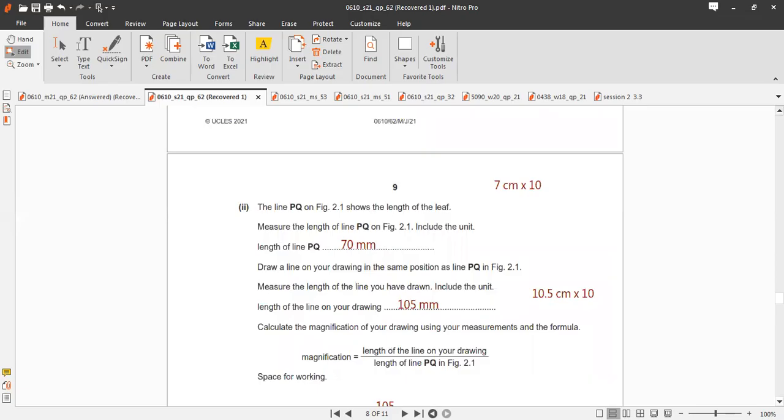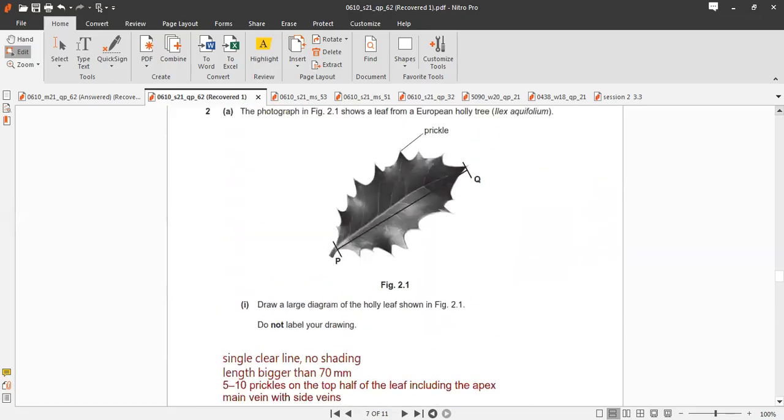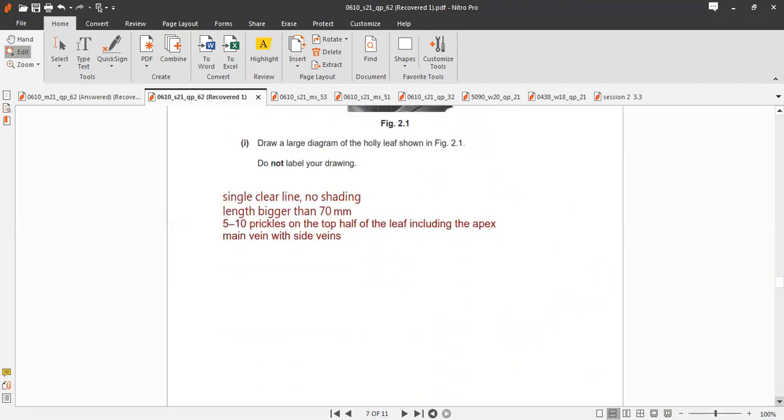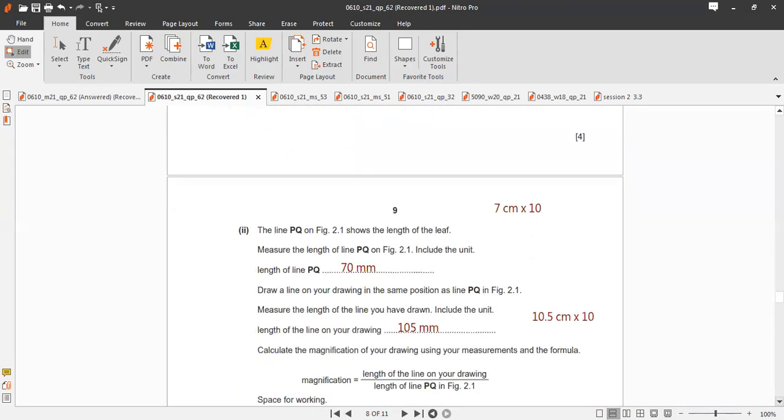The line PQ on figure 2.1 shows the length of the leaf. Measure the length of line PQ on figure 2.1, include the unit. The length of line PQ by ruler is 7 centimeters. Multiply by 10 equals 70 millimeters. Draw a line on your drawing in the same position as line PQ in figure 2.1. Measure the length of the line you have drawn, include the unit.